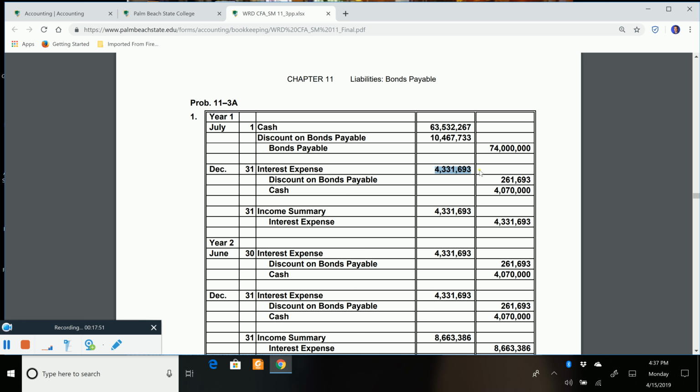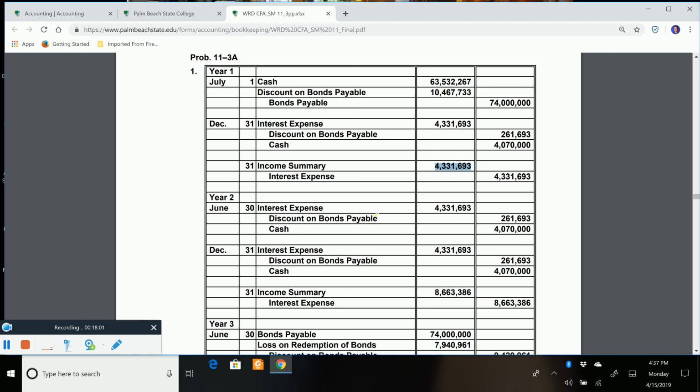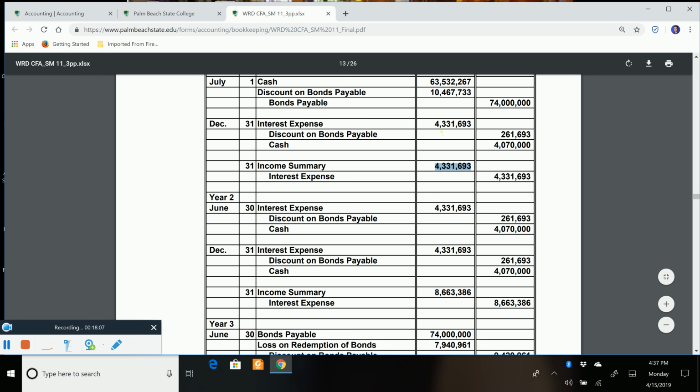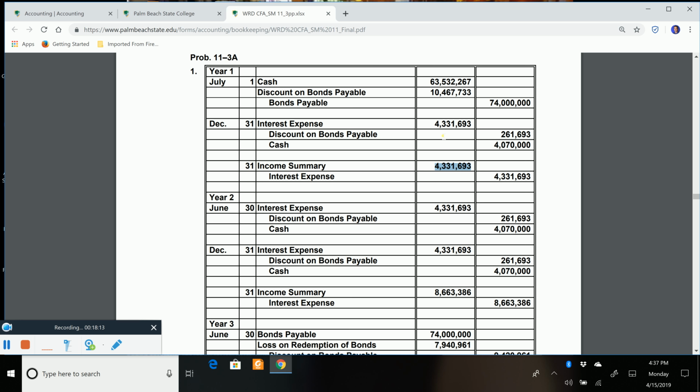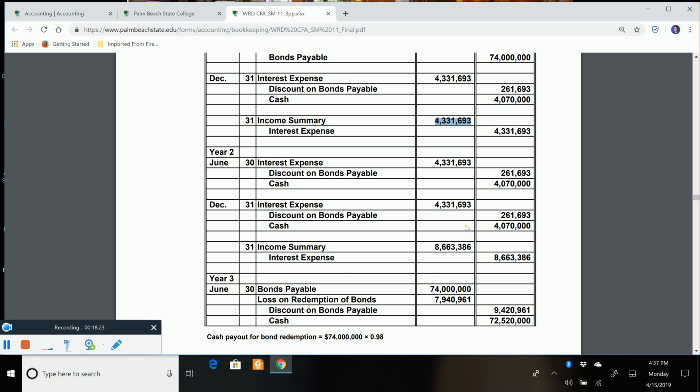You can see we do the same thing. Well, I guess this is the close of year 1, so we'll close our interest expense out with a credit. And remember, it gets closed out to this account called income summary. Now year 2 rolls around. You could see the journal entry on June 30th of year 2 is exactly the same as the journal entry on December 31st of year 1. And December 31st of year 2 is exactly the same as the journal entry on the first 2 interest payment dates. It's basically the same journal entry every single interest payment date for 40 times.